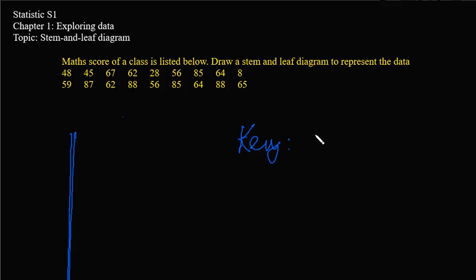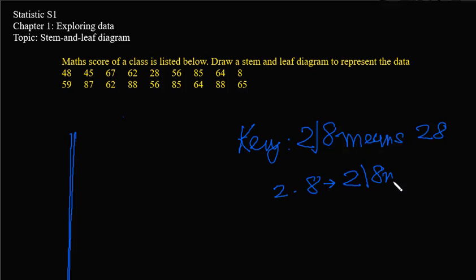The key is how we can understand our stem and leaf diagram. Let me take a number like 28, with a line here, it means 28. So the line is here between them. For our key, like I take an example like 2.8, when we write like this, 2, straight line, 8, it means 2.8. This is the key.